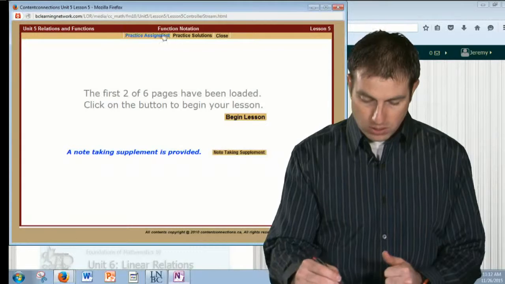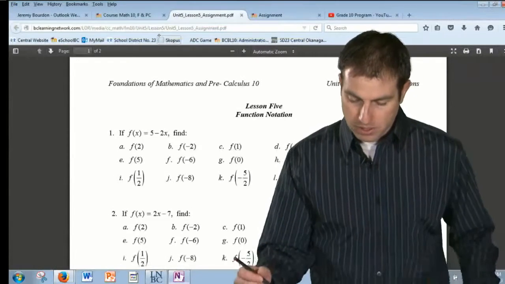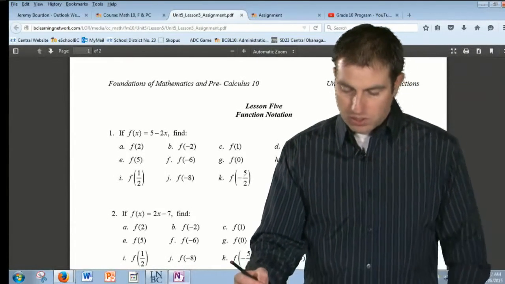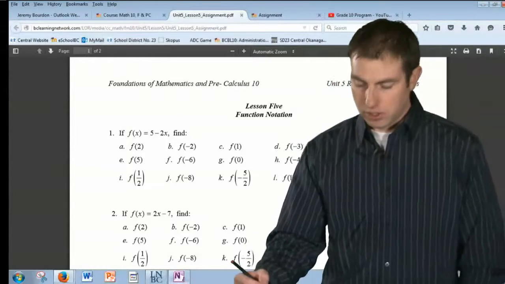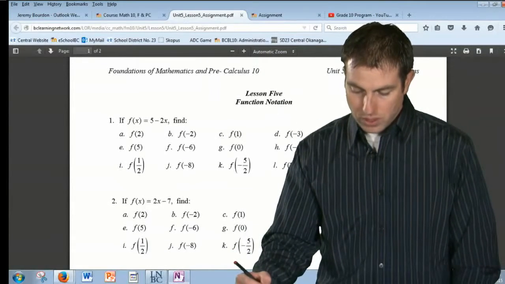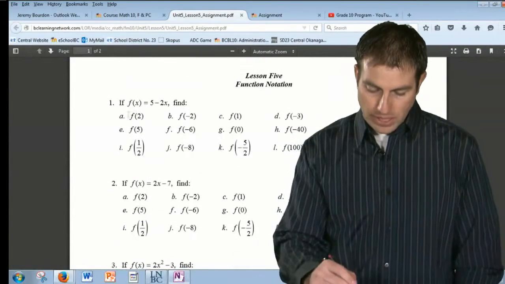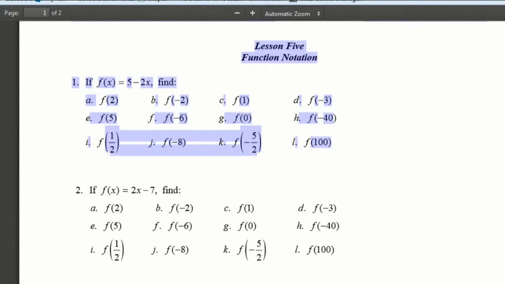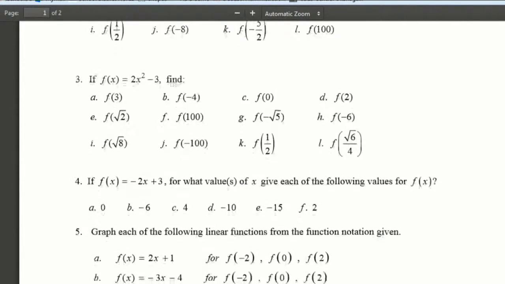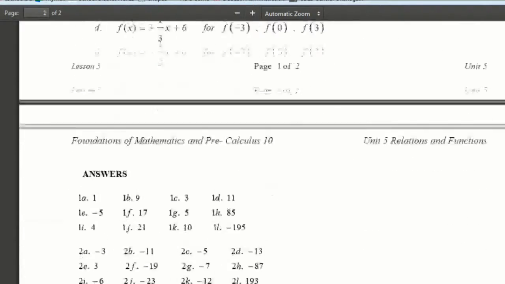And I can go into the practice assignment, and it just has a bunch of questions with function notation. So, you know, I can go through these and saying f of x is 2, I can substitute the 2 in for x over here on this side, and I can solve. Same sort of thing there. So maybe go through a few of these, see how it works out.